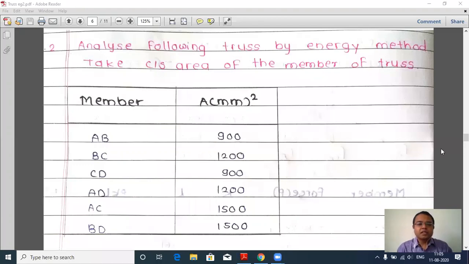Consider the second problem from the first topic, that is analysis of an indeterminate type of truss by using the strain energy method. This is the given problem: analyze the following truss by energy method. Here in this problem, every member has a different cross-sectional area. This is the number of members, and here the areas of all the members are given.